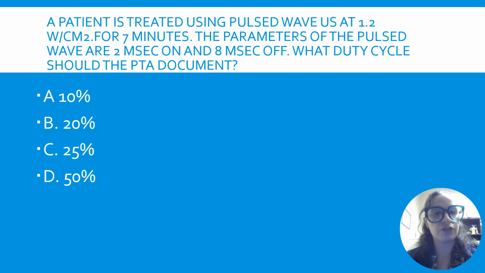So let's start with this first question, which is, a patient is treated using pulsed wave ultrasound at 1.2 watts per centimeter square for 7 minutes. The parameters of the pulsed wave are 2 milliseconds on and 8 milliseconds off. What duty cycle should the PTA document? Okay, so I'll give you a second.